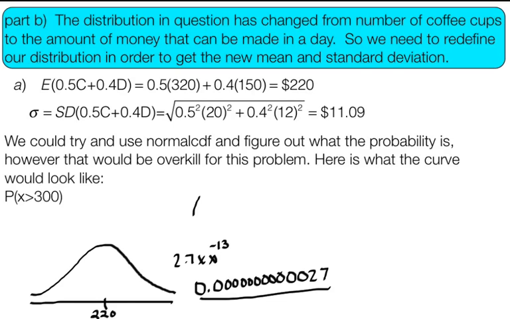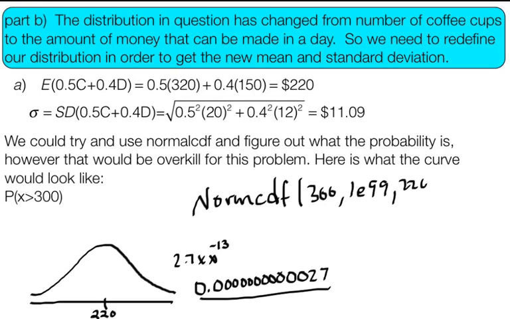And I use my normal CDF. I'll write that in, normal CDF. And I typed in, if we were at 300, and I want to do greater than, this would be 1E99. And we did use the 220 mean, and the $11.09 as the standard deviation. And that would be my result.